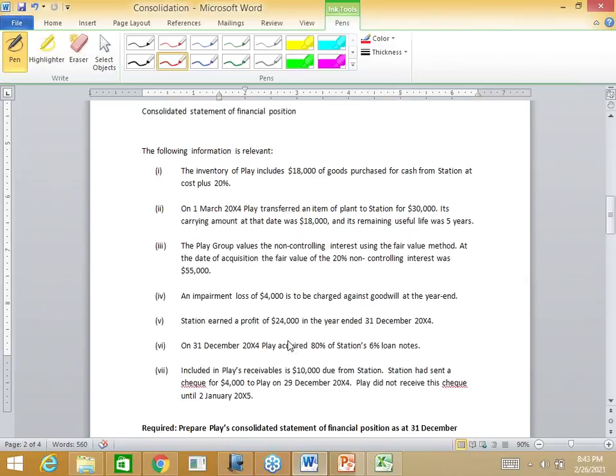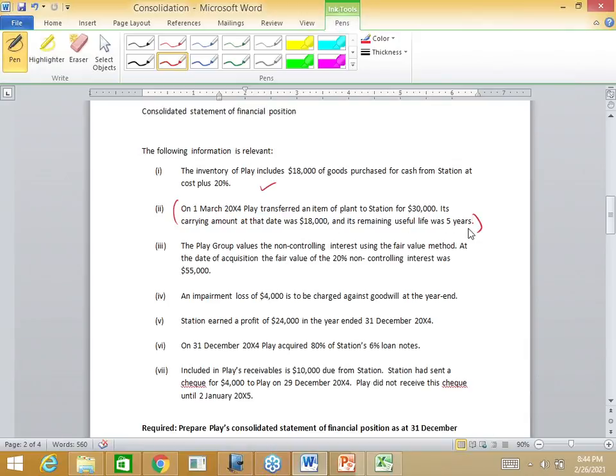Now, these are the notes that we have. This one is after the acquisition. This part is related to the date of acquisition.